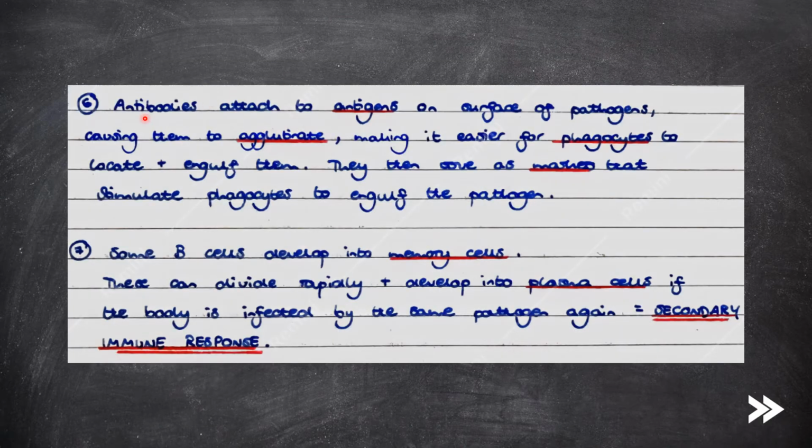The antibodies secreted by the plasma cells bind to antigens on the surface of the pathogens, causing them to agglutinate, making it easier for phagocytes to locate and engulf them. They then serve as markers that stimulate phagocytes to engulf the pathogen. Some of the B cells develop into memory cells. These can divide rapidly and develop into plasma cells if the body is infected by the same pathogen again. This is called the secondary immune response.